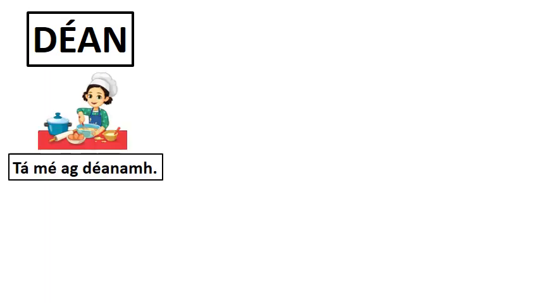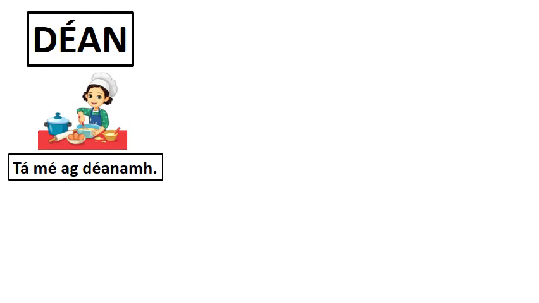Okay? So we're going to look at Déan. Again, using the name of the verb to give instructions. Déan do obair bhaile. Do your homework. Déan breakfast dom. Make breakfast for me. We have our ing part, which is ag déanamh. Tá mé ag déanamh. I am making.